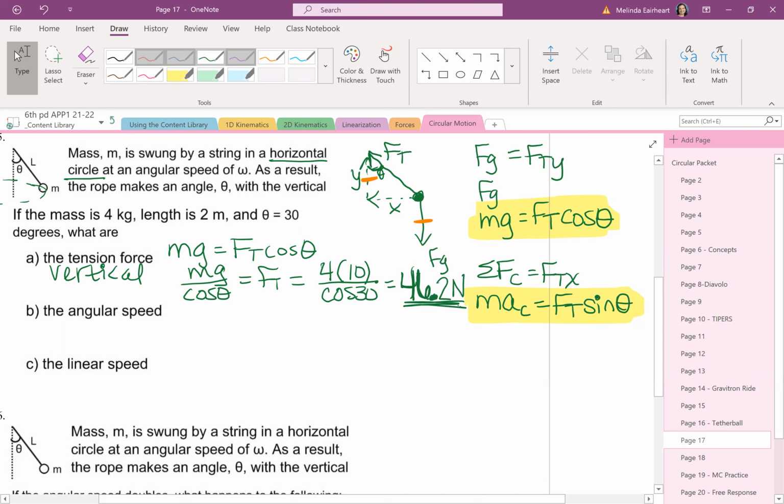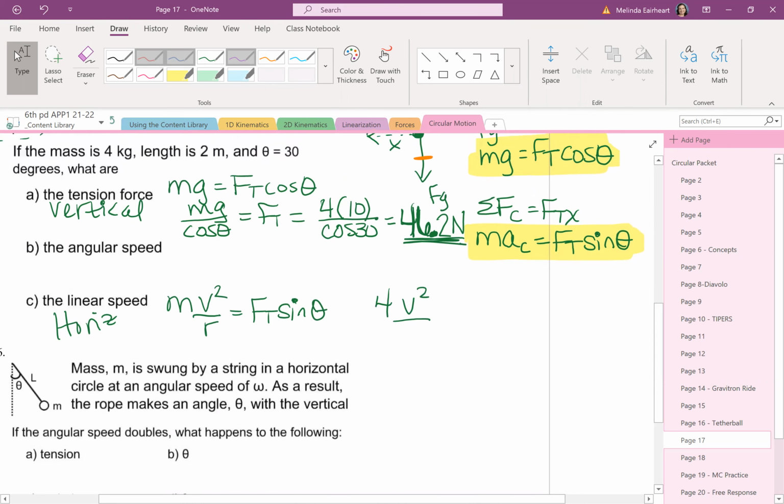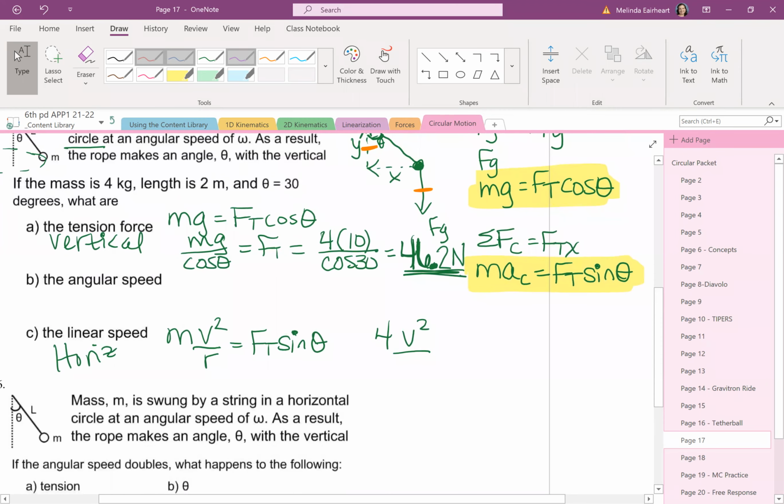And then B and C we'll do real quick. Angular speed, linear speed. Linear speed is actually easier to solve for first. And so if you remember the horizontal statement was MAC, I'm going to go MV squared over R equals FT sine theta. And for time's sake, I'm going to go straight for numbers. Mass is 4 times V squared. Radius. The length of the string is 2 meters.